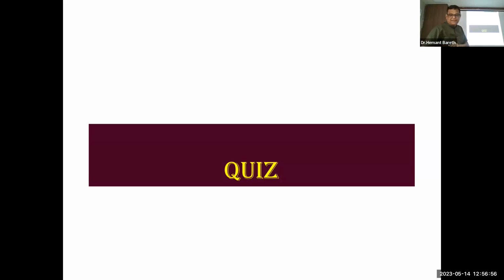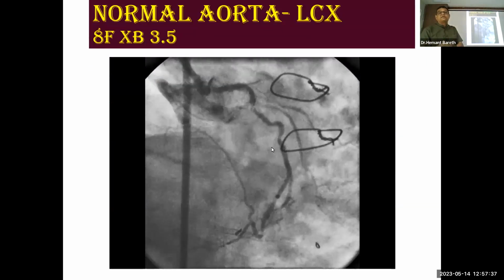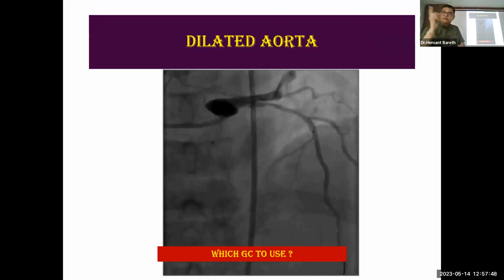Yes or no? Okay. Suppose this is a case of normal aorta, circumflex bifurcation PCI. What guiding catheter would you use here? EBU. Why EBU? It's a normal aorta, nearly horizontal takeoff, but the problem is in the circumflex bifurcation, so you require more support. So you take EBU or XB 3.5, and not 4, because for EBU or XB you take 3.5. So he took XB 3.5.